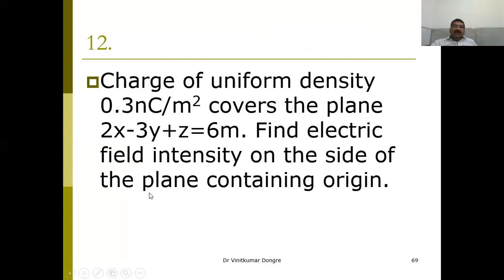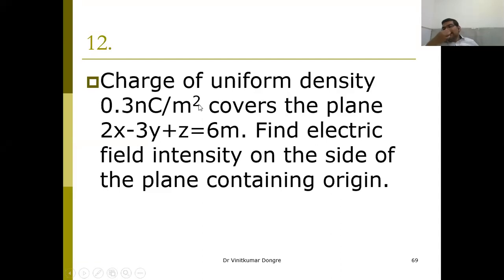Now this is the problem. I'll read it quickly, and we go for the volume charge. The charge of uniform density 0.3 nanocoulomb per meter square over the plane 2x - 3y + z = 6. Now this is a very tricky problem. Previously the plane was located at x = 3, which is a very simple plane. But here it is not mentioned which charge it is. It is 0.3 nanocoulomb per meter square.